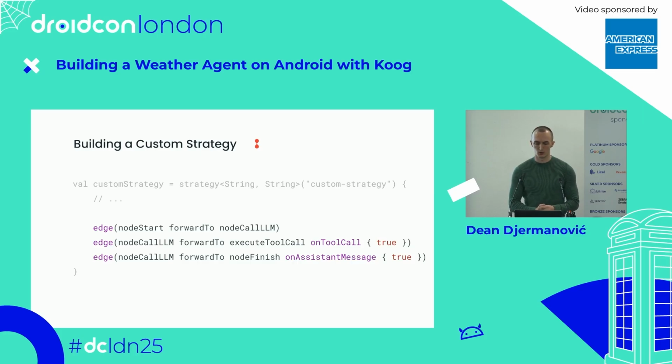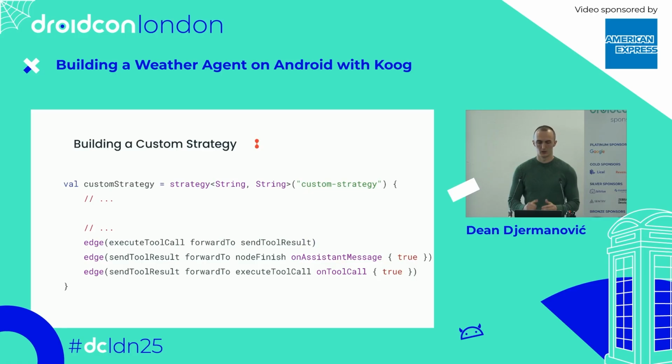But the model can also return a tool call. If it returns a tool call, we need the edge between call LLM node and execute tool call node. If the model has decided to call some tool, we need an edge between the execute tool call node and send tool results node. From here, again, 2 things can happen. The model can decide not to call any more tools, so we can go straight from the send tool result node to node finish, or the model can decide to call some additional tools, and we also need an edge between the send tool result node and execute tool call.